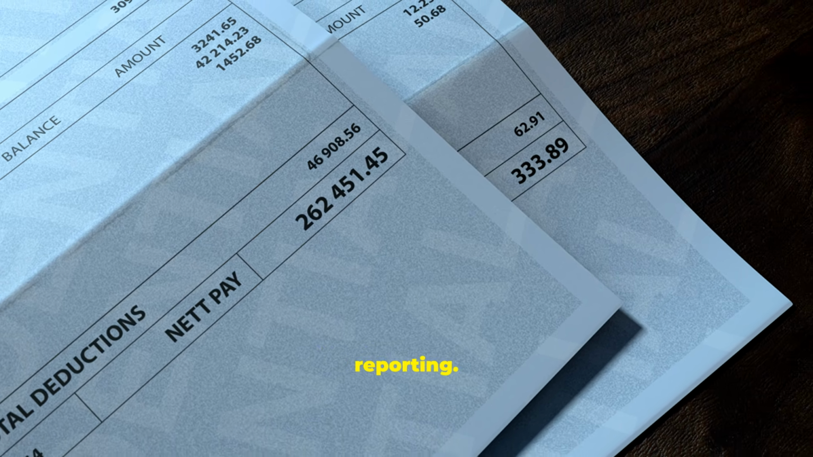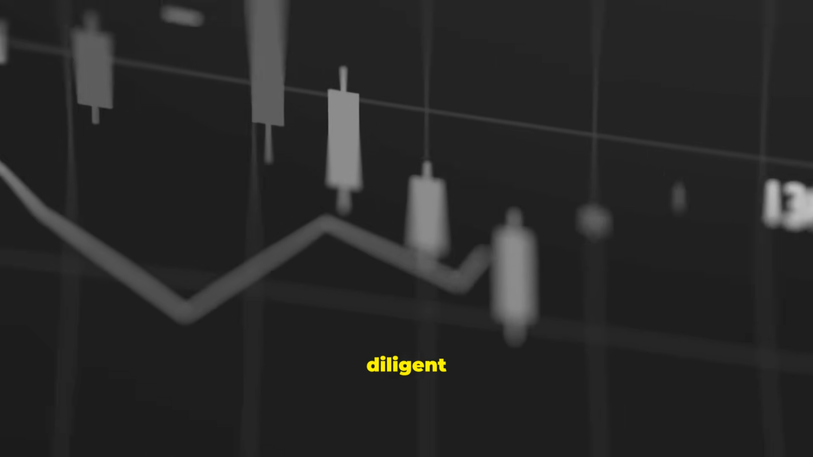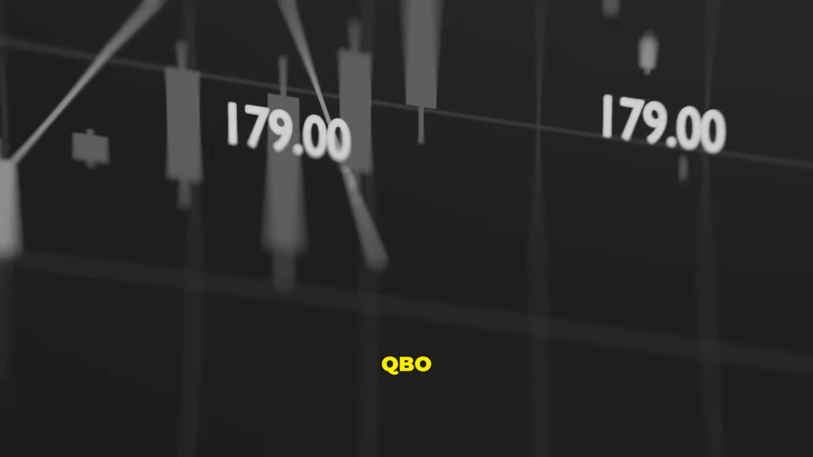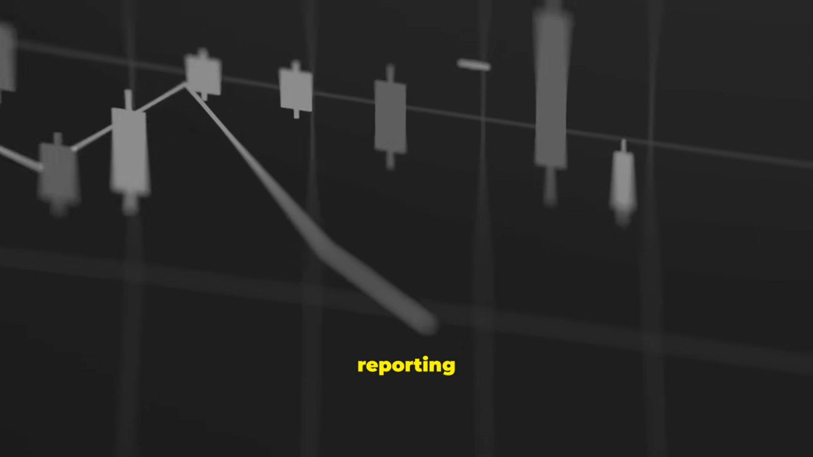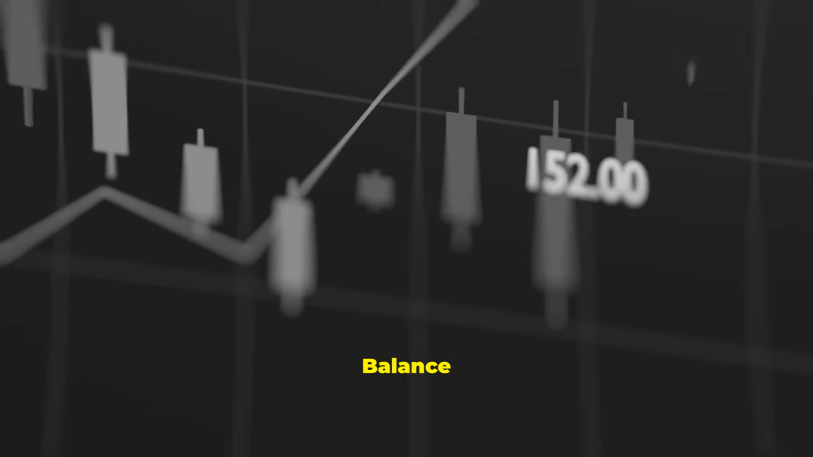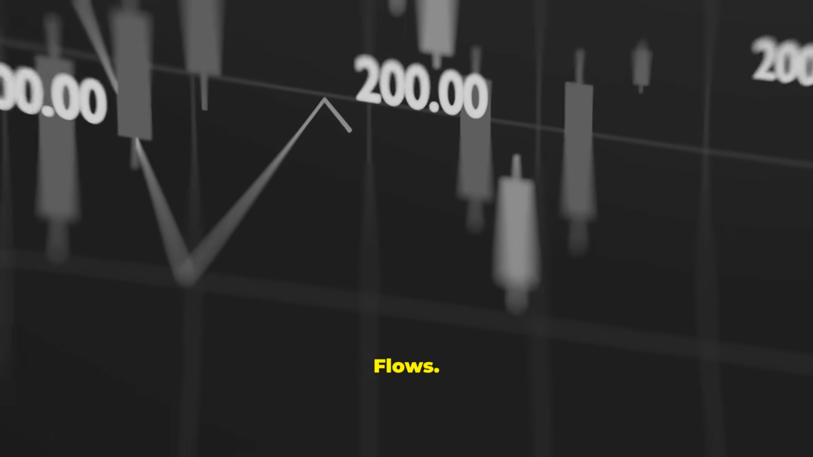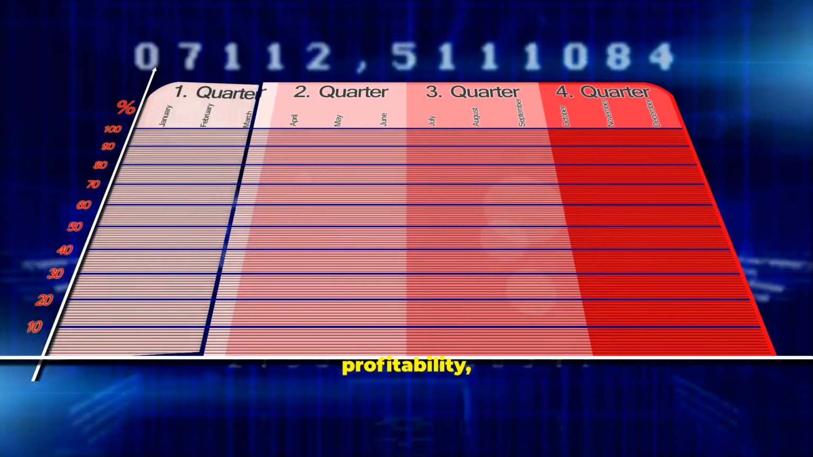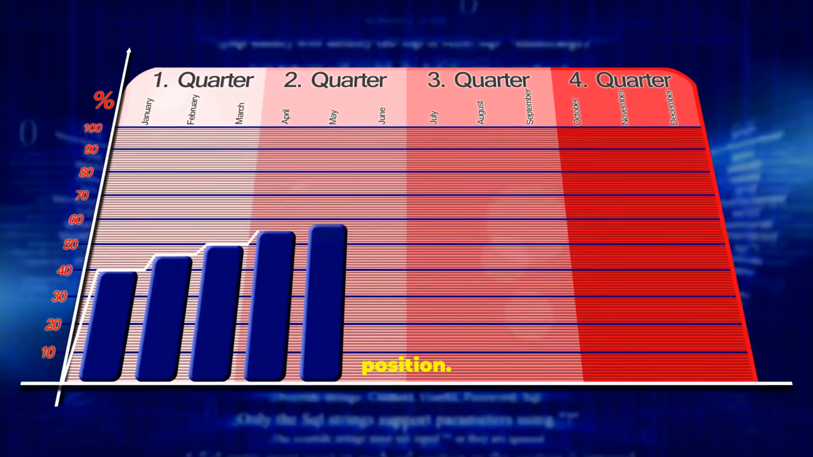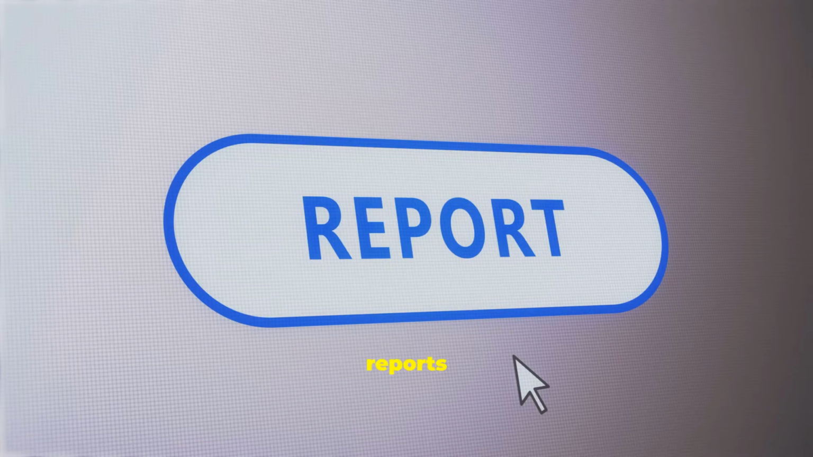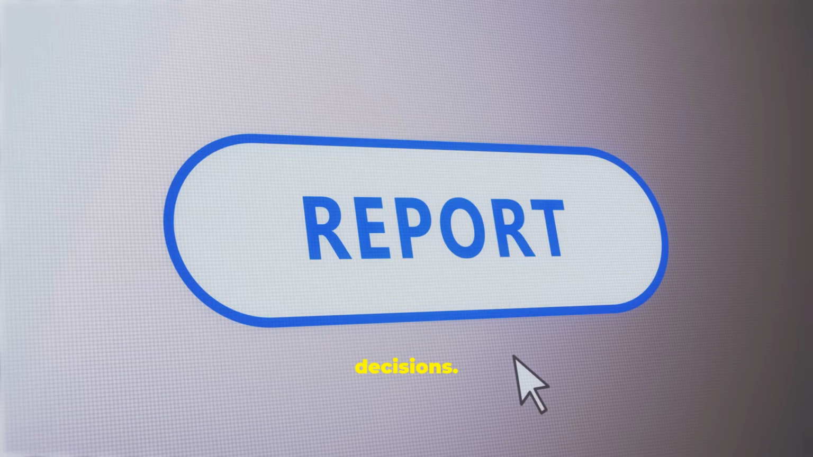Reporting is where your diligent record-keeping pays off. QBO offers a powerful suite of reporting tools: profit and loss, balance sheet, statement of cash flows. These documents show profitability, net worth, and cash position. Delve into dozens of other reports or create custom ones: sales by customer, expenses by vendor, empowering data-driven decisions.